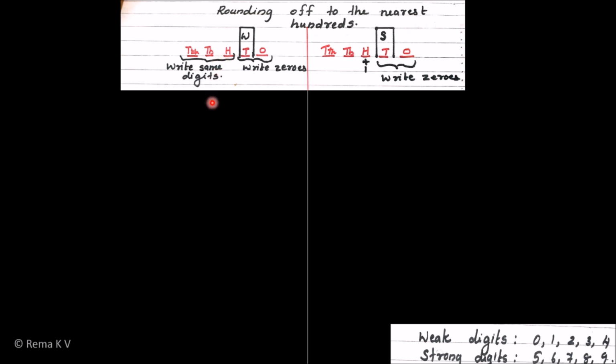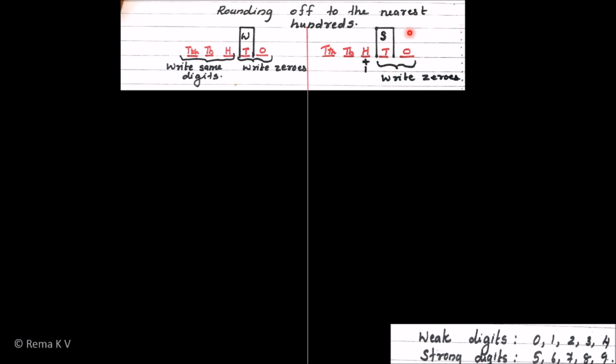Once again, while rounding off numbers to the nearest hundreds, always put zeros in the ones place and in the tens place. Then we have to check the digit in the tens place. If the tens place digit is a weak digit, you know that the weak digits are 0, 1, 2, 3 and 4. If the tens place digit is any one of these weak digits, write the same digits in all these places.